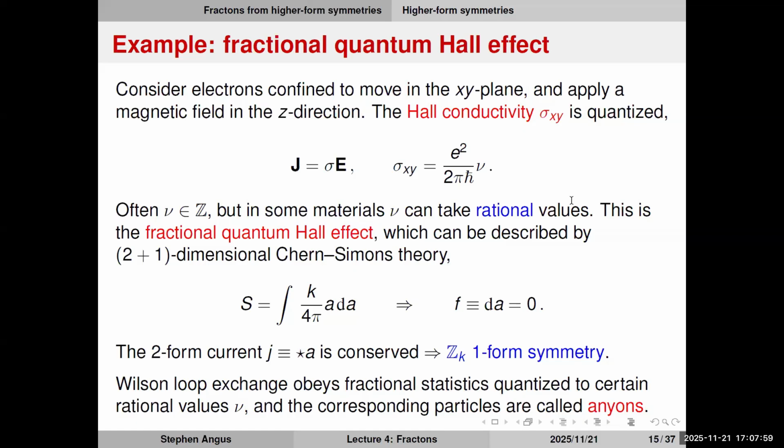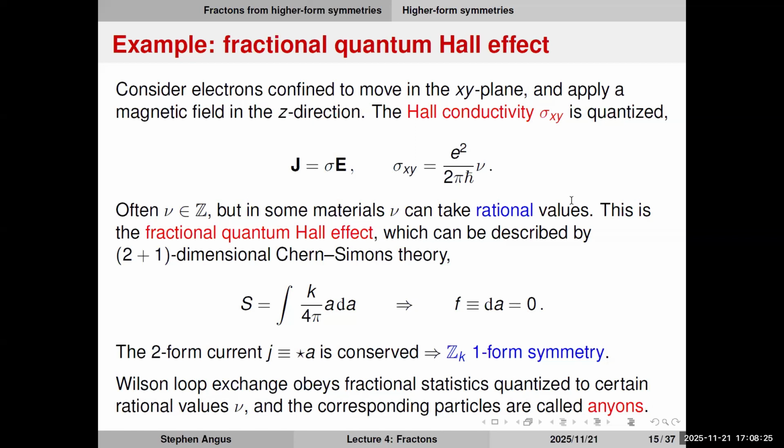And it turns out that due to the discrete integer property of this theory, this is actually a discrete one-form symmetry with gauge group Z_k. So there are discrete transformations modulo k.